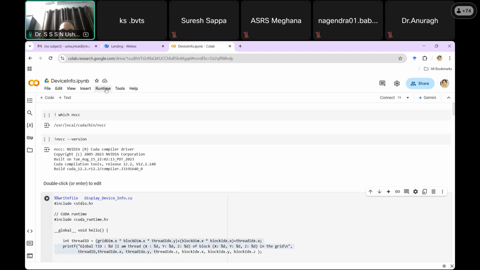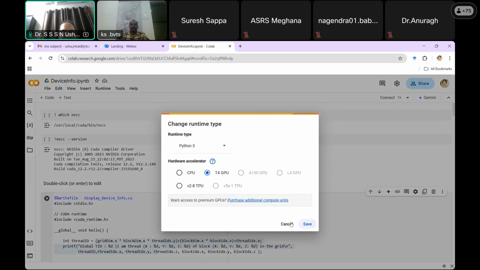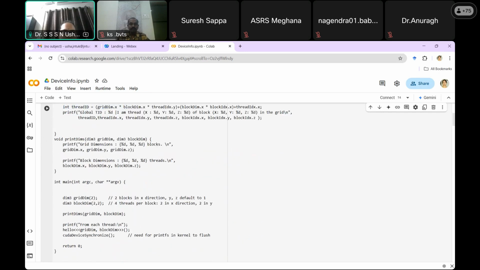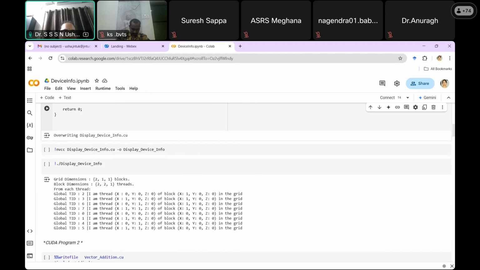So the first step is to set the runtime: change runtime to T4 GPU, and then write the file, using this command %%writefile and file name.cu. Then use the NVCC compiler. Use this command: nvcc, file name.cu -o, and here is the output file. Then run the file using the output file name. Okay, simply you will get the answer.